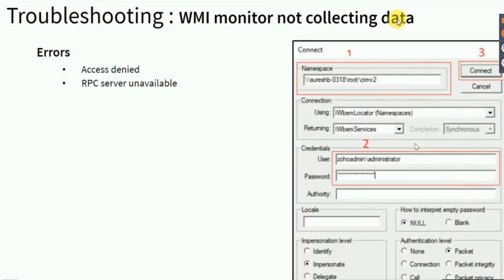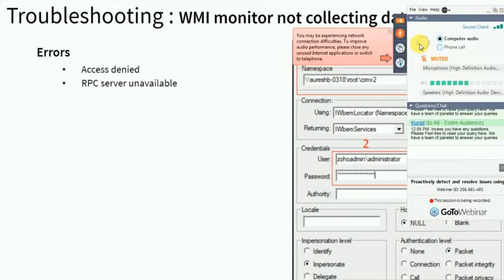And with that, we are coming to the last part of the presentation, where I'm going to give you some troubleshooting tips. Let's say you're monitoring a server, and after you configure a threshold, you see an error saying that access is denied. So what do you actually need to do at that time? Or sometimes it says RPC server is unavailable, and what do you need to do at that time?